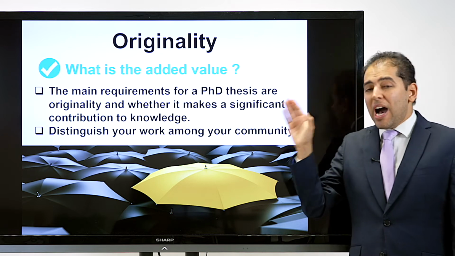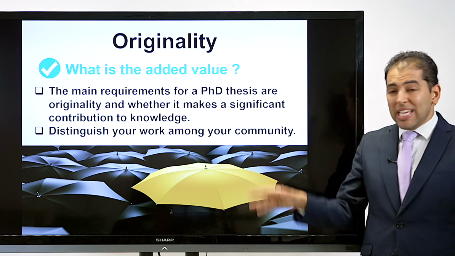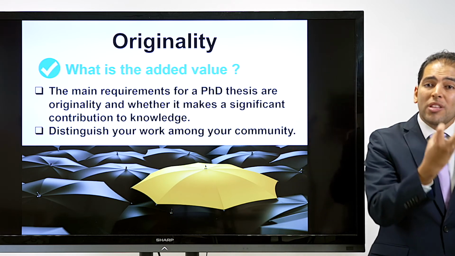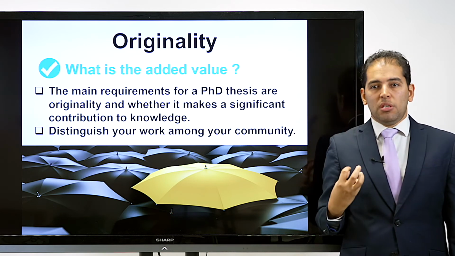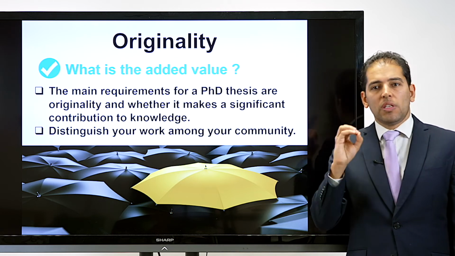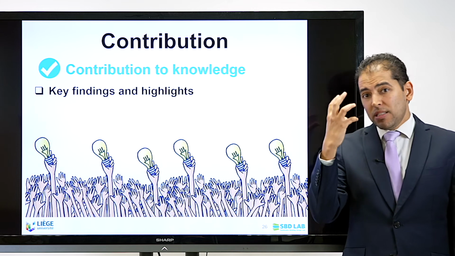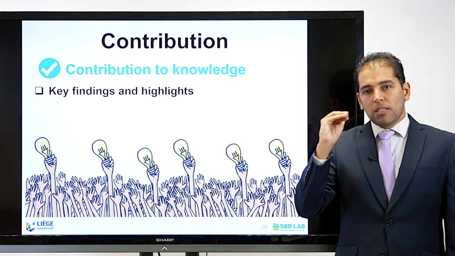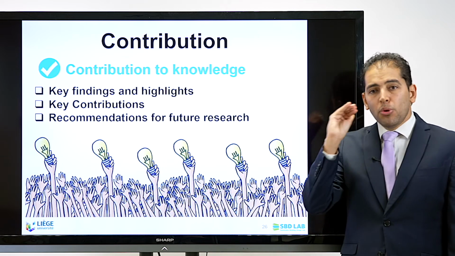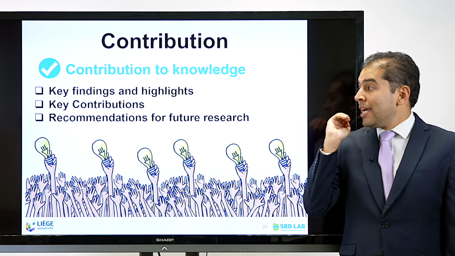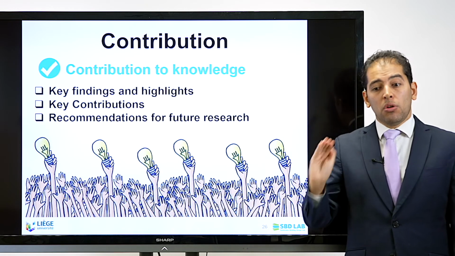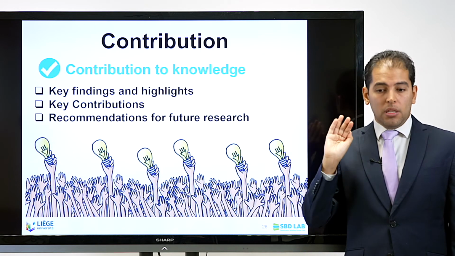Also, I need to know how this work is distinguished within the scientific community. What makes this different in regard to what was published previously in your scientific community? Very important, this discussion needs to be elaborated, and it's not an easy discussion to write, it needs time. Also, you need to list the key findings and highlight them, the key contribution of your work, and put a very clear, straightforward recommendation for future research. By that, your discussion and conclusion section is well done.